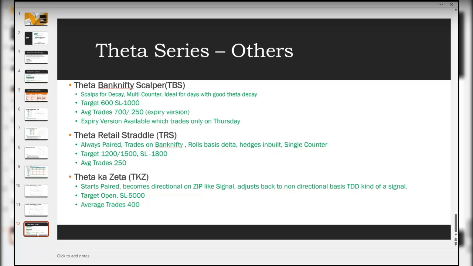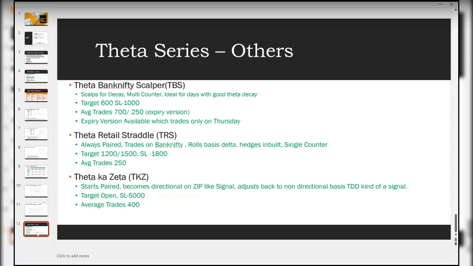Theta ka zeta is another strategy that we are trying to develop. It starts as a paired strategy, becomes directional on a zip-like signal, and it will adjust back to non-directional on a TDD kind of signal. It is an open target strategy with an SL of 5,000 rupees. It has an average trade of 400.